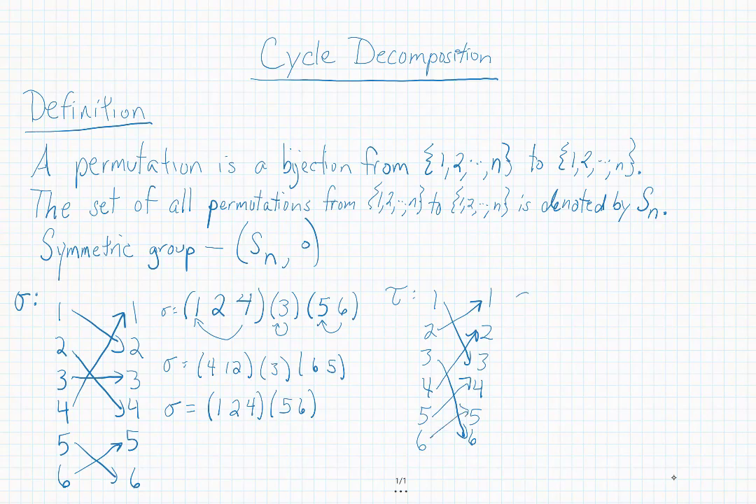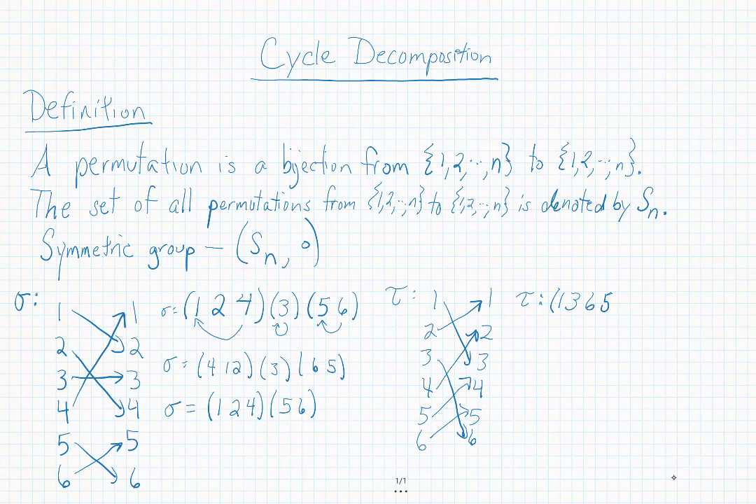So now notice for tau here, once again we can begin at 1 and see what happens. So we go from 1. Where does 1 go in our map? It goes to 3. Where does 3 go? 3 goes down to 6. Where does 6 go? 6 goes to 5.